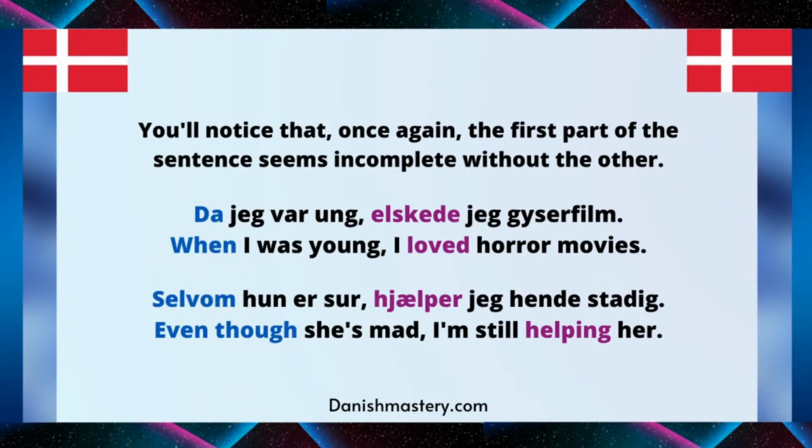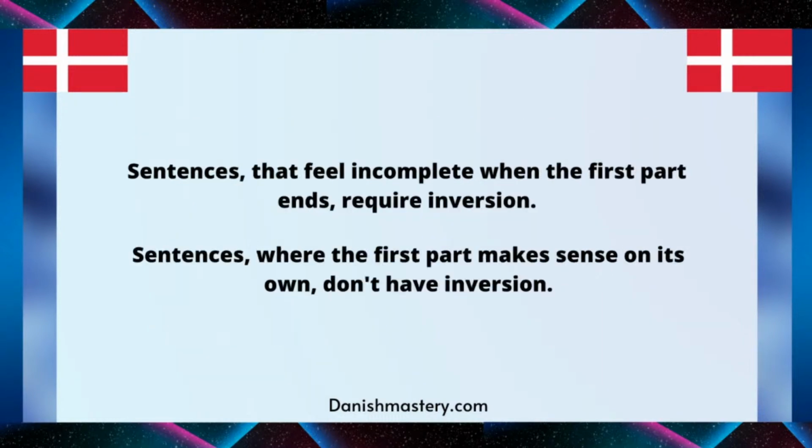Alright, cool. So, in essence, sentences that feel incomplete when the first part ends require inversion. But sentences where the first part makes sense on its own don't have inversion. Right? It's really that simple when we're talking about conjunctions. And some of you might be thinking, oh, maybe I can choose to do inversion, like it's optional. No, you can't. There's either inversion or there's not. It's not an option. It's not a choice you have. So yeah, that's basically how it is.